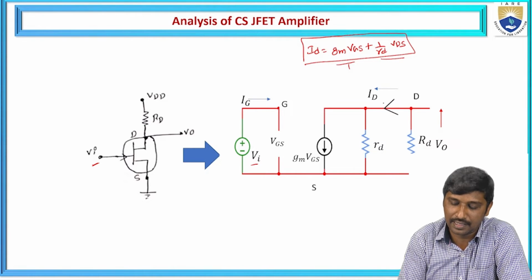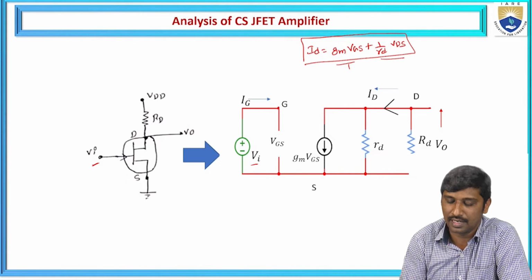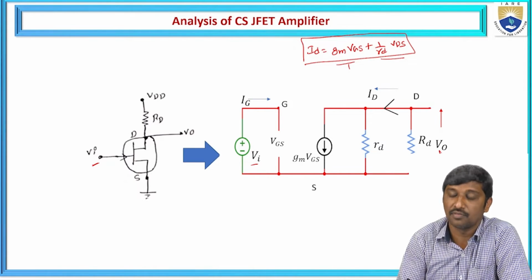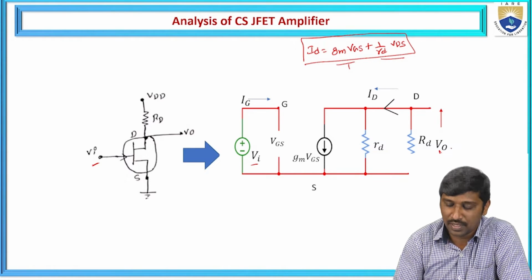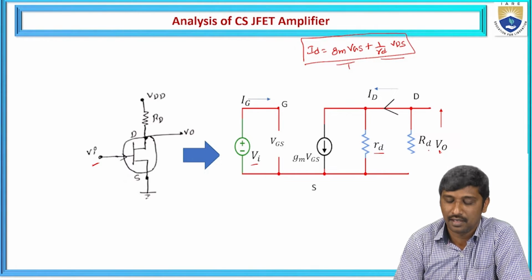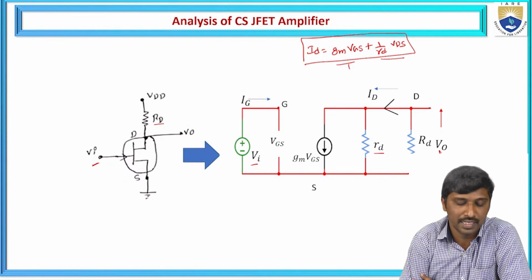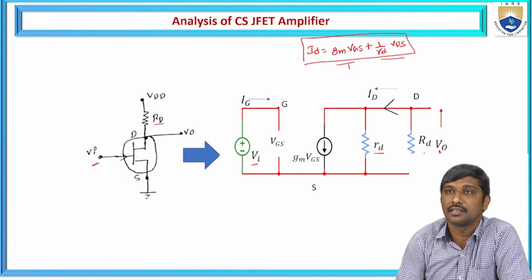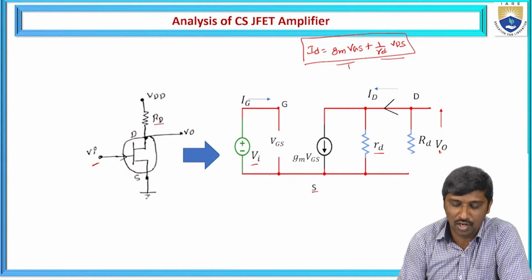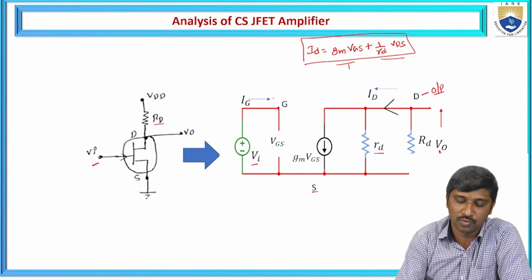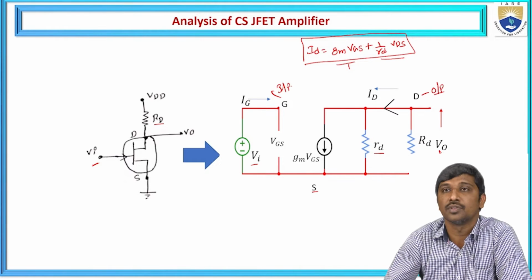So this ID, the drain current, flows across the drain terminal. On the output side, I use this drain, and here it is represented as V0. From this representation, small rd is the internal resistance, and capital RD is the external resistance, which is connected across the drain terminal. And the source is common, where S is the source. Source is common for the input side as well as the output side. Drain is taken as the output side, and gate is taken as the input side.